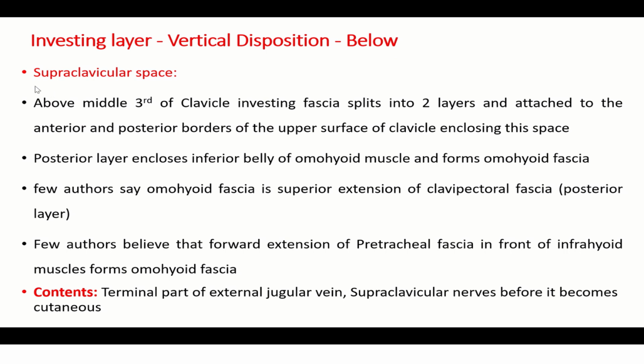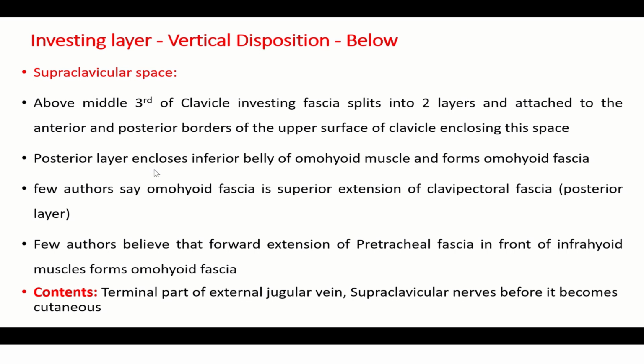Then again, above the middle third of the clavicle, this investing layer splits to enclose the supraclavicular space. So there will be anterior and posterior borders of the upper surface of the clavicle, which give respectively attachment of the two layers of the investing fascia. So above the middle one third of the clavicle, the investing fascia splits into two layers and is attached to the anterior and posterior border of the upper surface of the clavicle. So this splitting encloses the supraclavicular space.